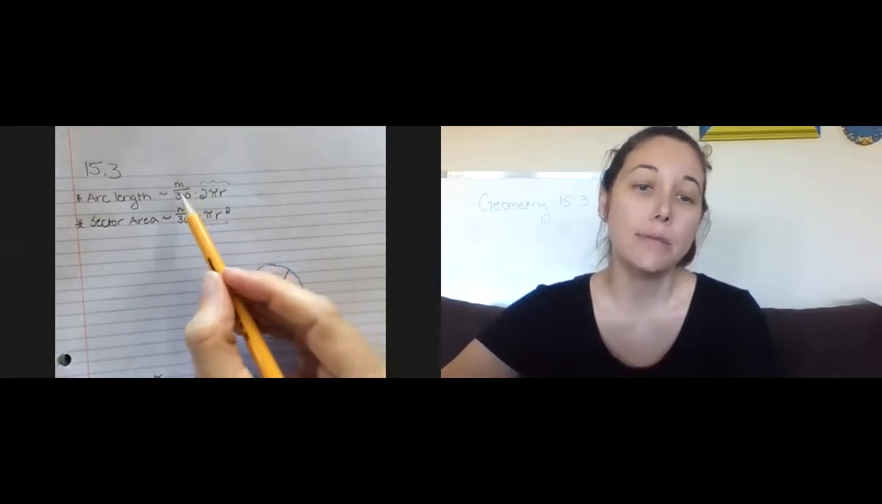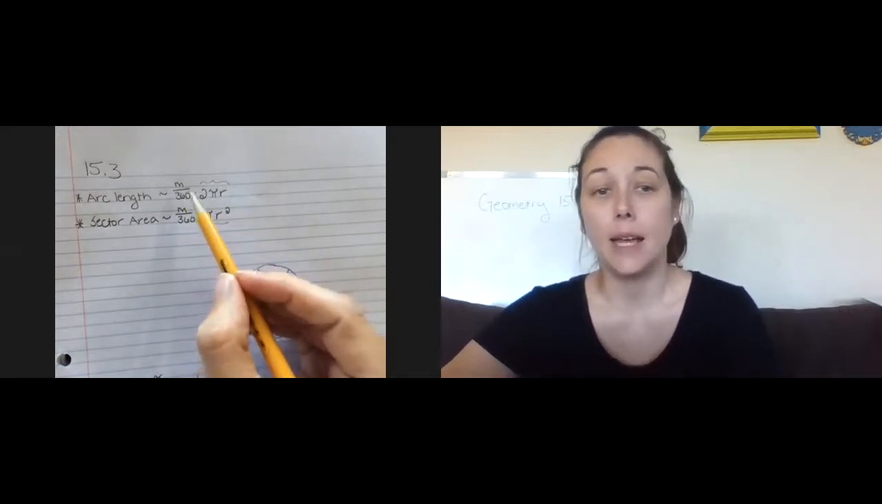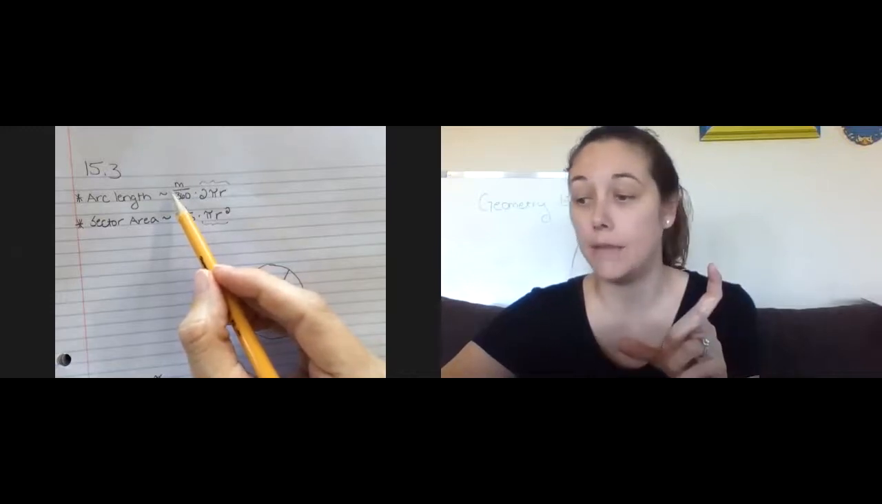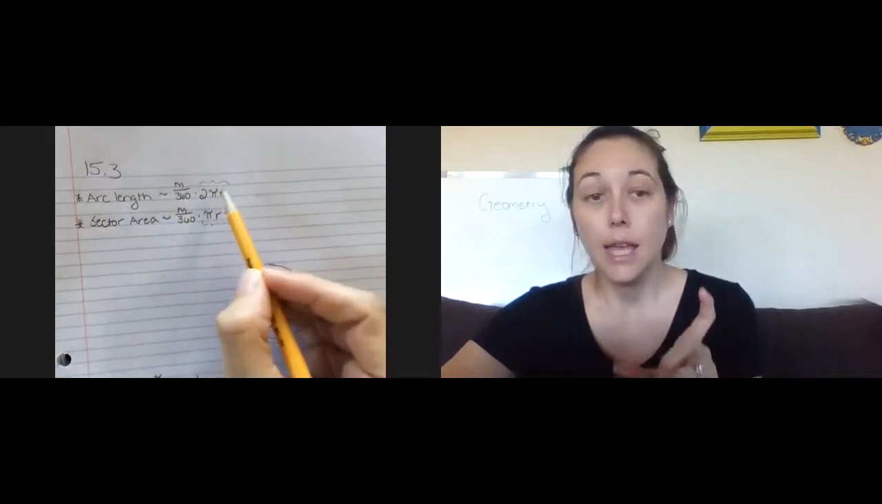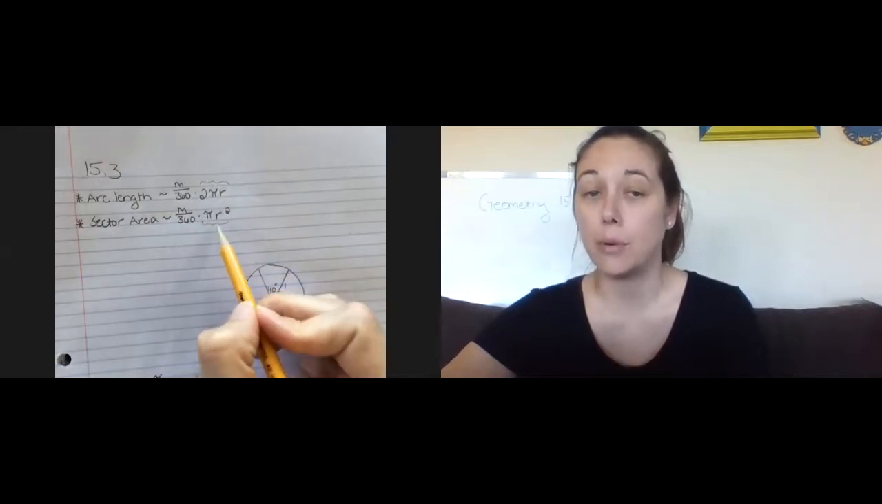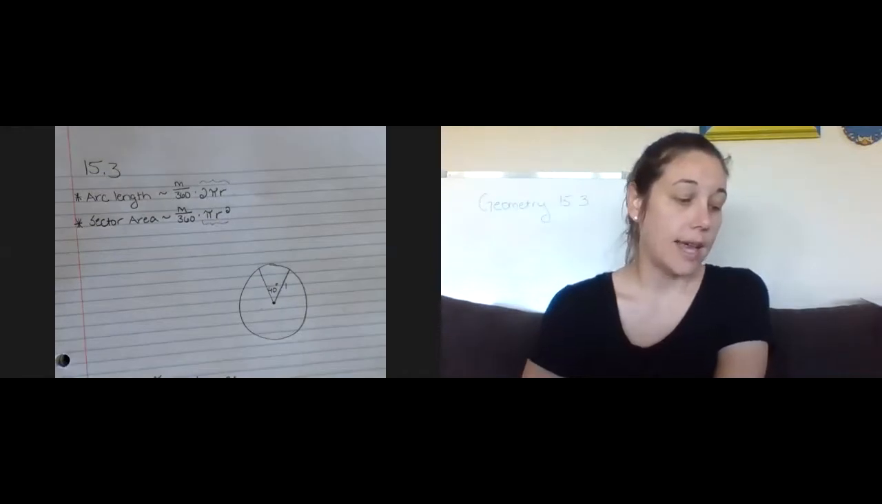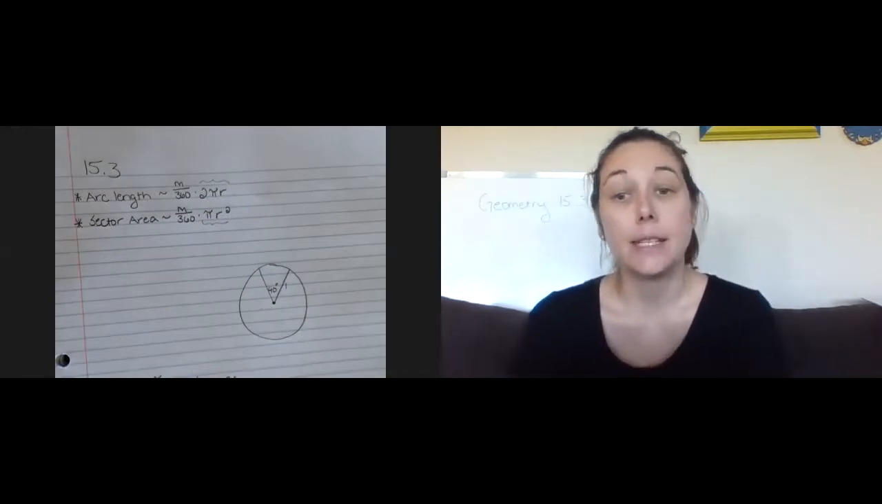So all these formulas: this is a formula for finding just a portion of the circumference of a circle, and this is a formula for finding a portion of the area of a circle. So let's take a look at an example for finding sector area.